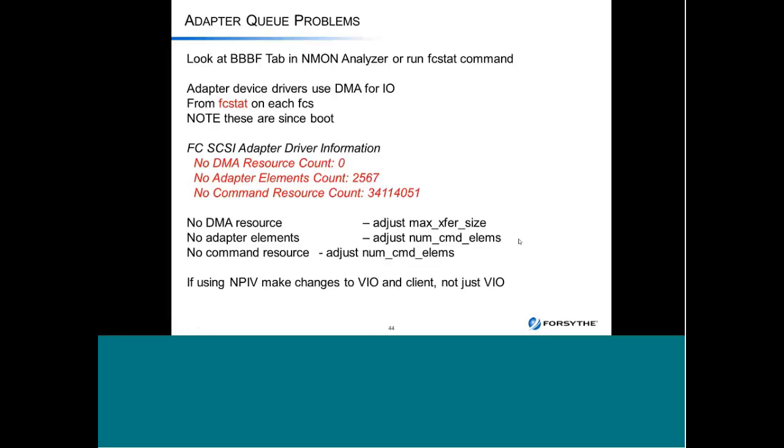The no DMA resource is a direct memory area that the adapter uses to move things around. You would make these changes in your VIO server, but if you're using NPIV, you need to make sure that your VIO server is the same size or larger than whatever you set your clients to. With NPIV, you have to set it in both the client and the VIO server. I make this point because if you make the client bigger than the VIO server settings, your client won't boot. Just be aware of that.